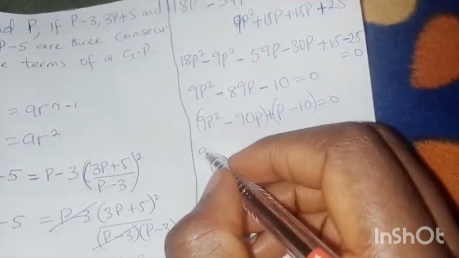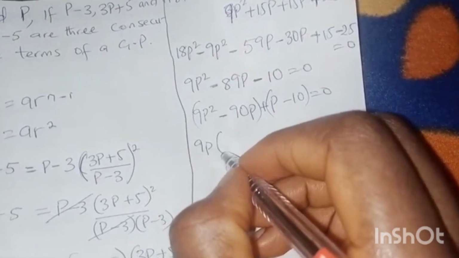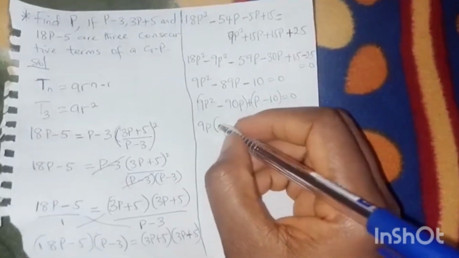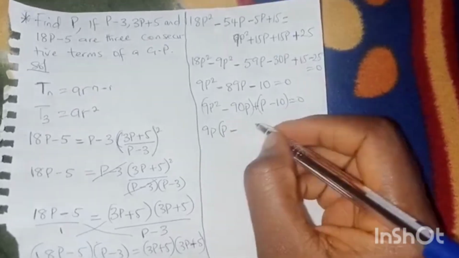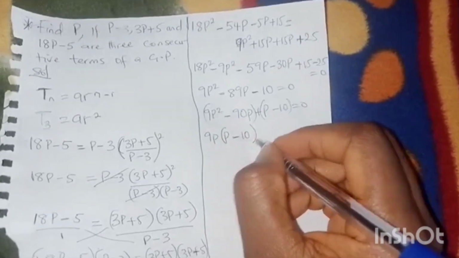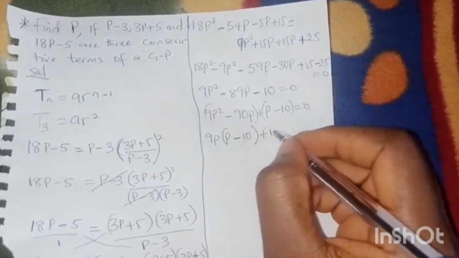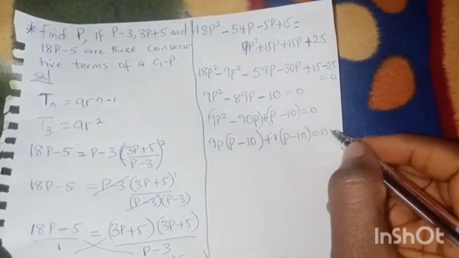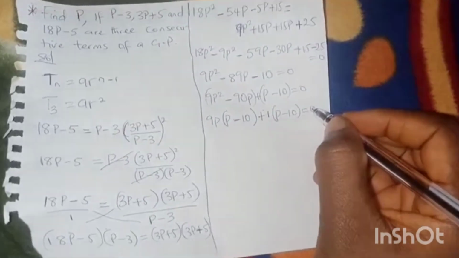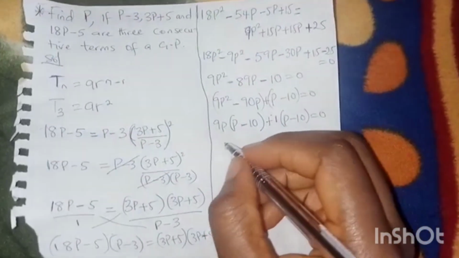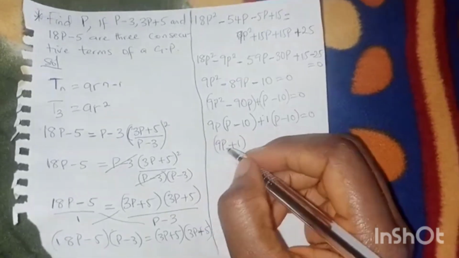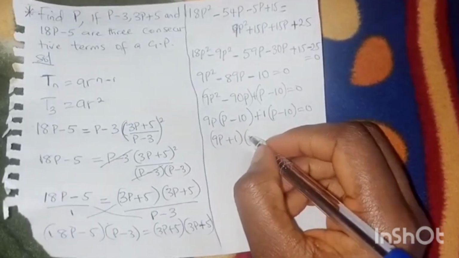So for the middle number, we look for two numbers that when we multiply them, give us minus 90, and when we add them, will give us minus 89. And those two numbers are minus 90 and plus 1. And that is what we are doing here. So splitting them, grouping them, factorization by grouping. This is what we have: 9p squared minus 90p plus p minus 10.